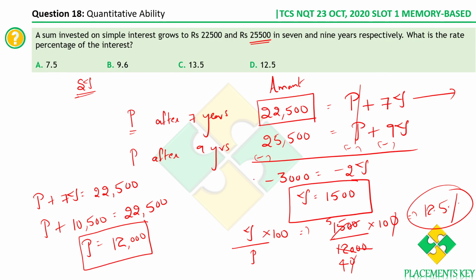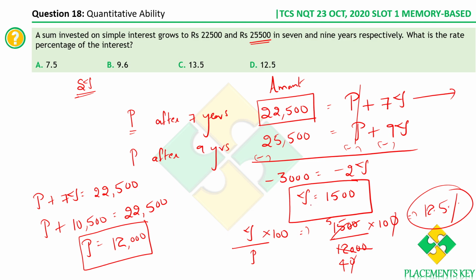I hope this question is clear to everyone. See here what we have done. This is the principal after 7 years, so it amounts to 22,500. What does it mean? It includes principal plus interest for every year. The simple interest for every year will be the same, so for 7 years it will be 7i. Similarly, P after 9 years is 25,500.